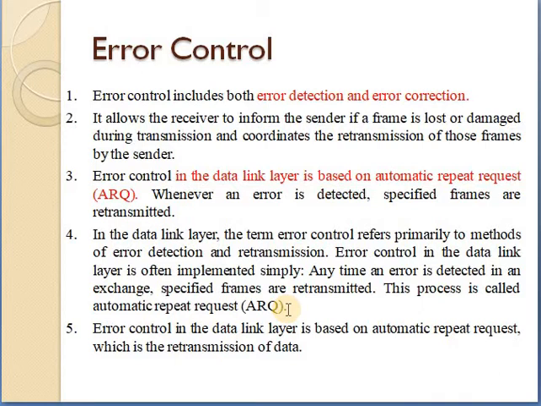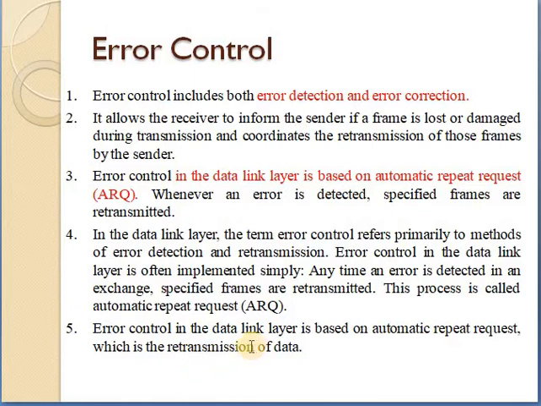Or we can say that error correction in the data link layer is implemented simply: anytime an error is detected in an exchange, a negative acknowledgement is returned and the specified frames are retransmitted. This process is called ARQ, meaning automatic repeat request. Error control in the data link layer is based on ARQ, which is retransmission of data.